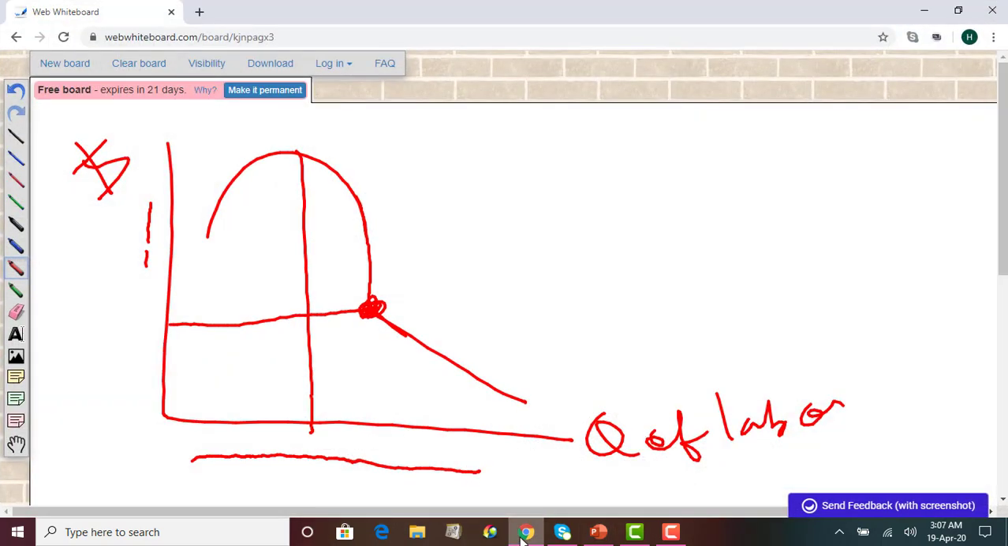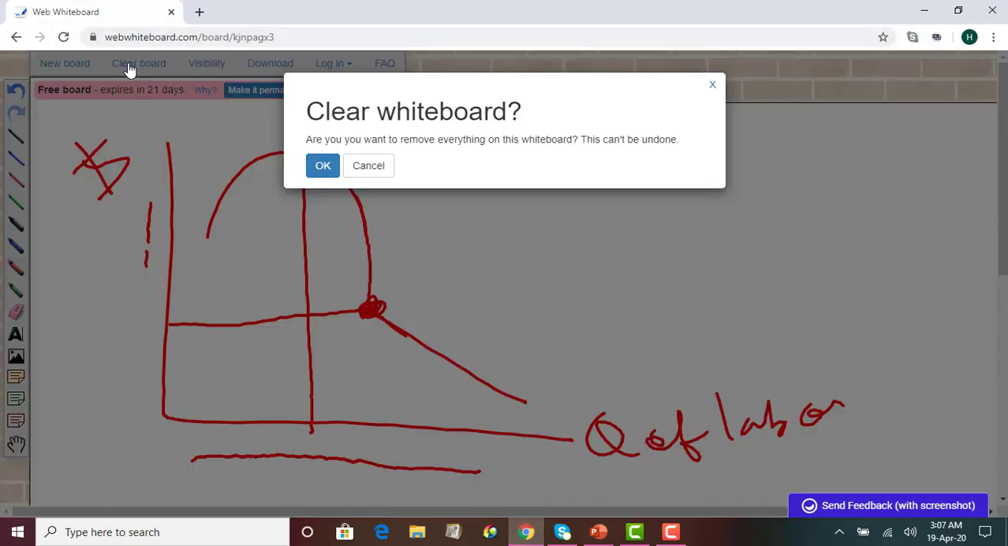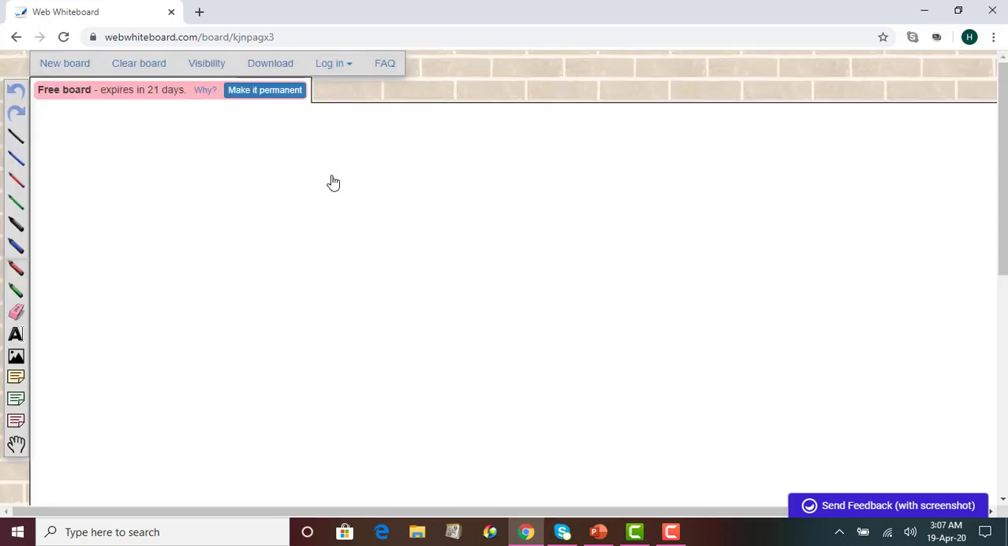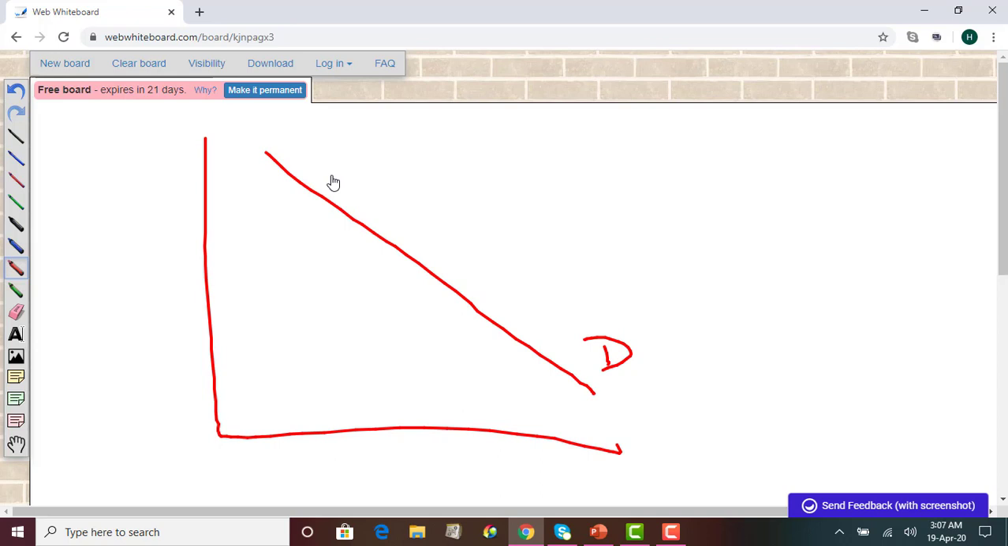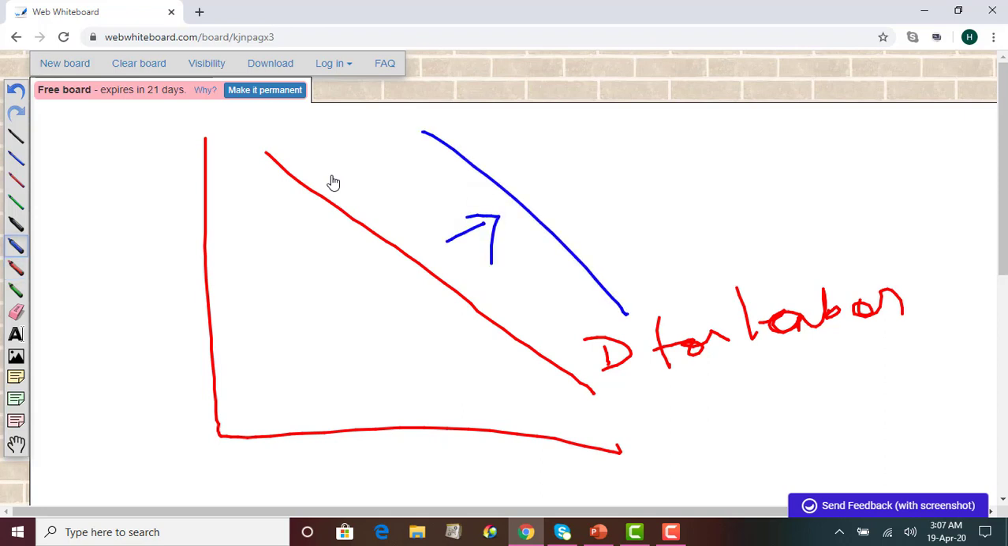So in a labor market, we will have a normal demand curve. The demand curve for labor is also downward sloping. This is the demand for labor. So basically what it's saying is, if the price of labor goes down, then the demand curve will shift to the right. Okay, and if the price of capital goes down, the demand curve will also shift to the right. Okay, so that's how demand curves will interact in the market.